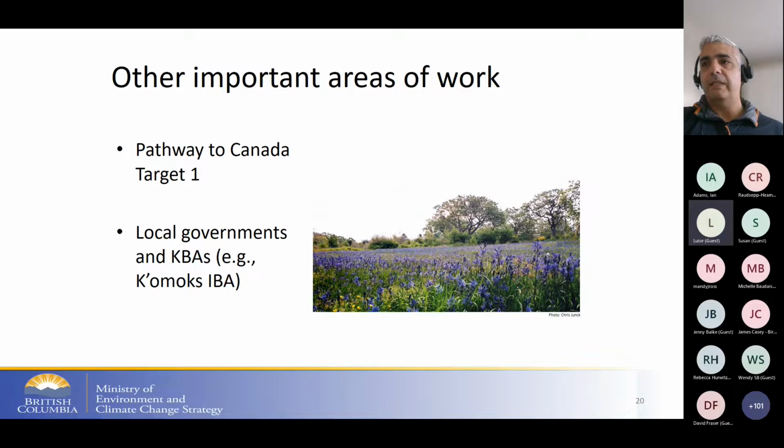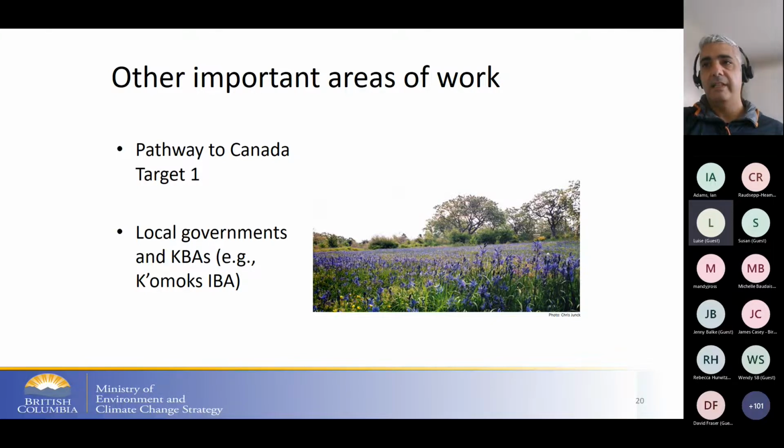And for example, important bird areas, which, as you heard from Kira, are now being reassessed or crosswalked to KBAs, have been used in the past by local governments to inform planning processes. And one example is the Comox IBA on central Vancouver Island, which is officially recognized in their community plan.